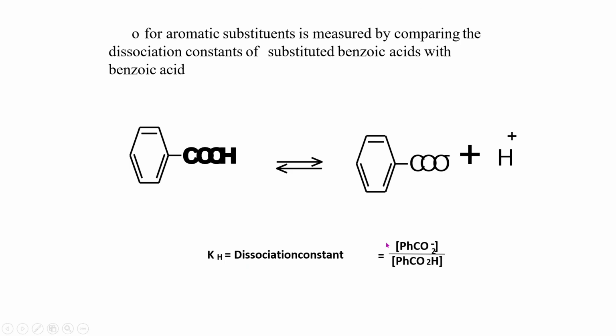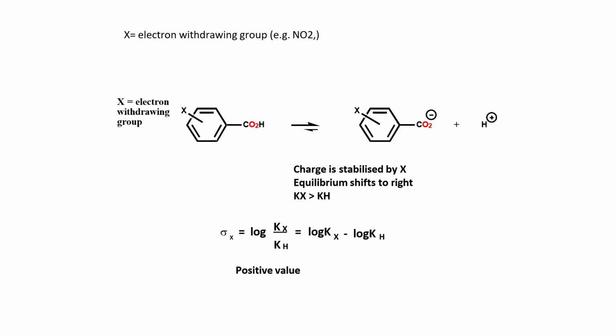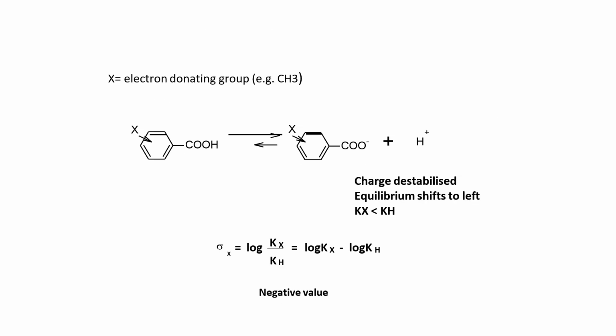So the benzoic acid will undergo substitution, which will give the substituted benzoic acid, which will give the benzoate plus H plus ion. So the KH, the dissociation constant, is the log of the substituted benzoic acid ring divided by the unsubstituted one.